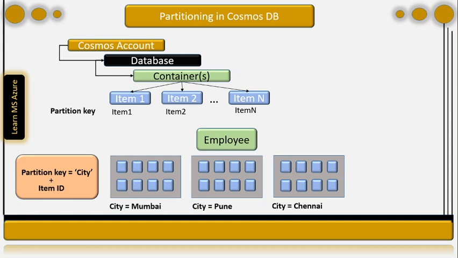So the partition key is basically the same for all the items that are present in a particular logical partition. So you can see in the first case that for the city Mumbai, all the employees will have the partition key as Mumbai. But in case of item ID, each item will have its own unique item ID. So you can say that the partition key plus the item ID will be like a primary key for that particular item. So choosing a partition key is important, which affects performance. Hence, we need to be careful while choosing the one.